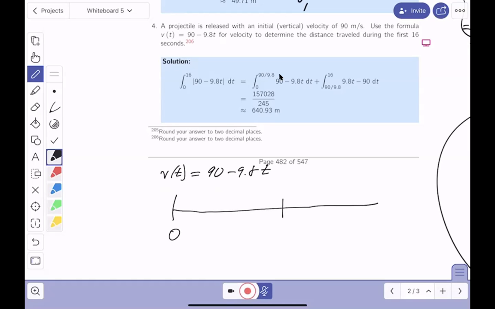But when does the velocity become 0? At 90 over 9.8. That's when the velocity becomes 0. That's when it reaches its top position and then it starts coming back down to Earth. So the bottom line is, it comes back down to Earth. It's going to hit Earth eventually. And that's a concern I have.